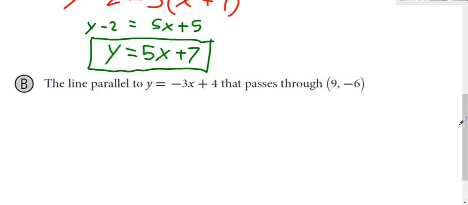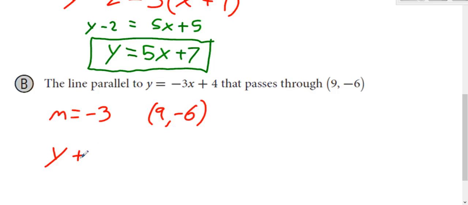So we'll do the same thing here. If we're parallel to y equals -3x plus 4, we're going to keep that same slope. Parallel means keep the same slope. So the slope that's going to be in our new line is going to be -3, because that's the slope in the given line. And if it passes through the point 9, -6, we're going to use that point in point slope form. So we write y minus -6, so y plus 6, equals m, x minus the x number, which is 9.